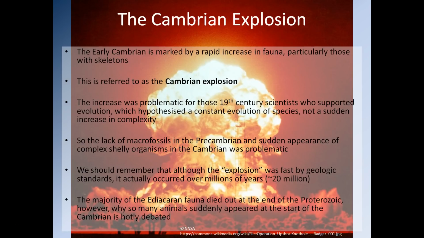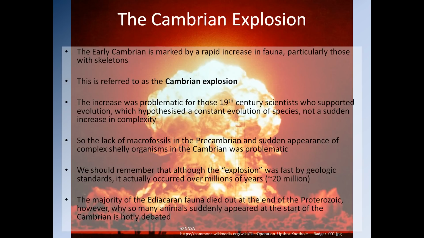So the majority of the Ediacaran fauna died out at the end of the Proterozoic. However, why so many animals suddenly appeared at the start of the Cambrian is hotly debated. So, when it really comes down to it, the Ediacaran fauna, should I say, probably died out because they were just outcompeted.